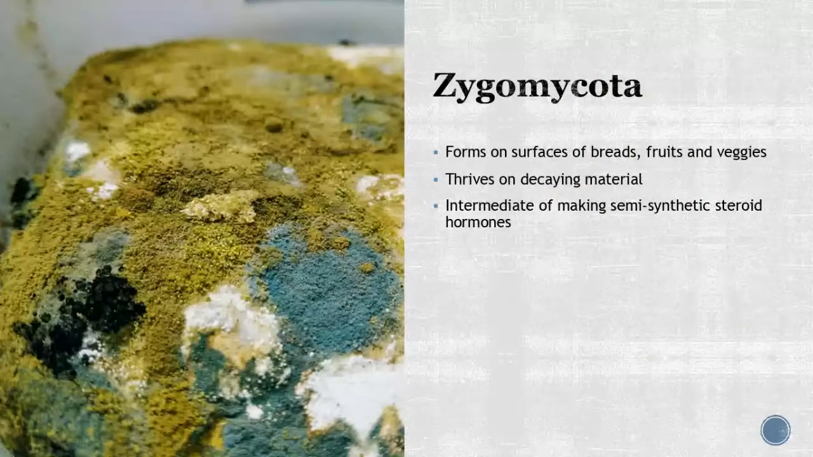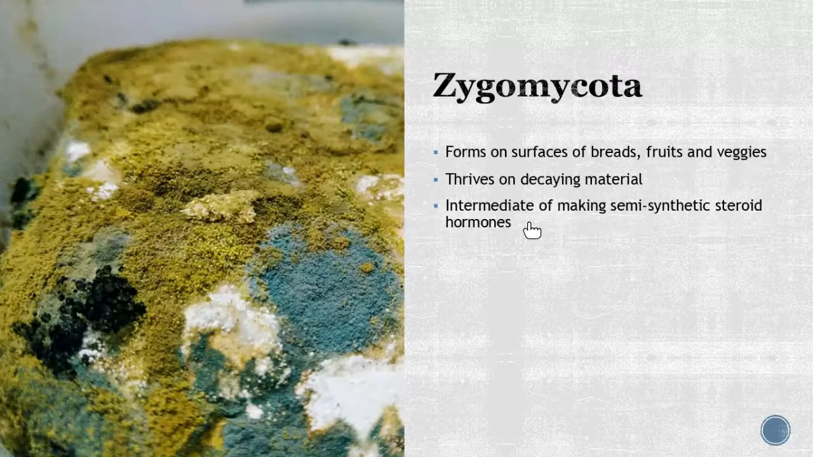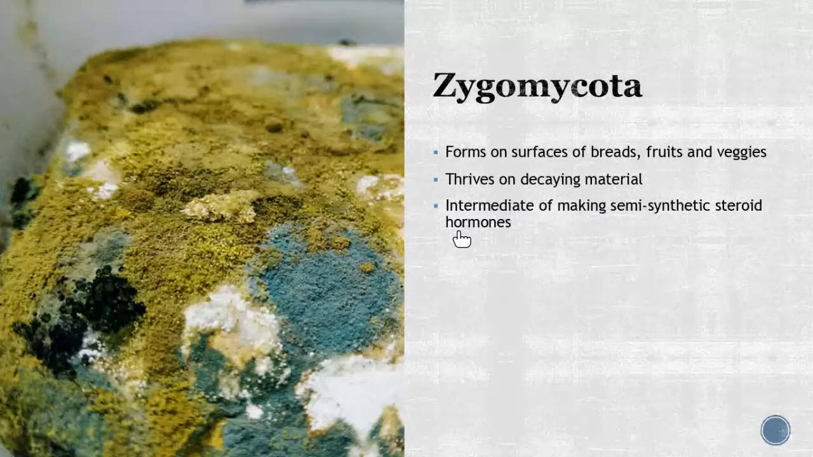Now, Zygomycota, this is probably the one that you encounter the most often. This is going to be your bread mold, your fruit mold, and your veggie mold. So this is the stuff that destroys things you find in the back of the fridge or in the pantry. Now, it does thrive on decaying material, and we use this quite often. Bread mold, or mold in general, is an intermediate in making a lot of the semi-synthetic steroid hormones. So yeah, it destroys a lot of your stuff, but we actually use it for other good uses too.